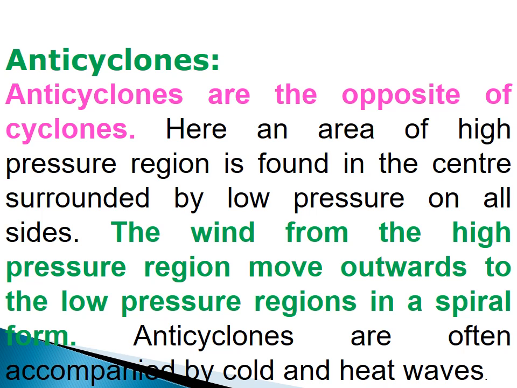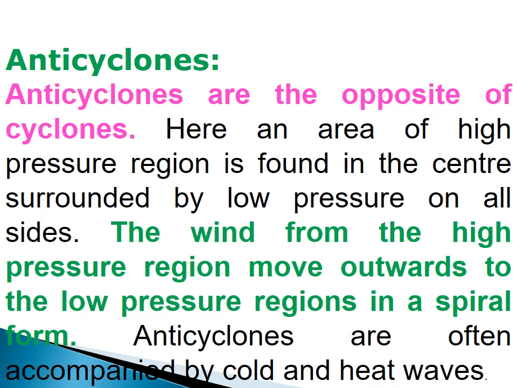Low pressure area will be there and the high pressure area will surround it. Yes or no? Anticyclones la high pressure area vandu center la irukum. Okay, low pressure area vandu ada surround பண்ணிருக்கும். Okay, சுற்றி இருக்கும். The wind from the high pressure region moved outwards to the low pressure regions in a spiral form. Anticyclones are often accompanied by cold and heat waves.